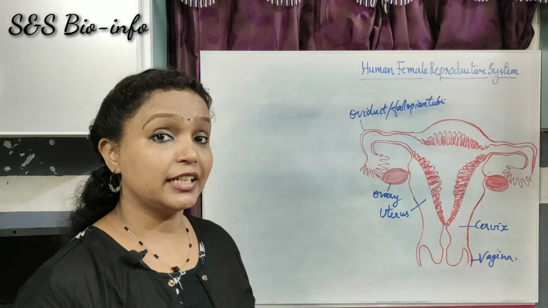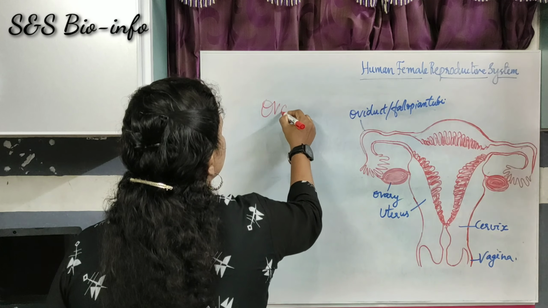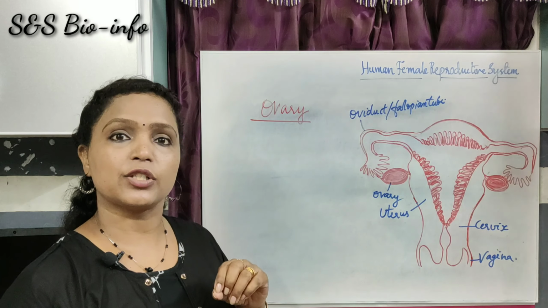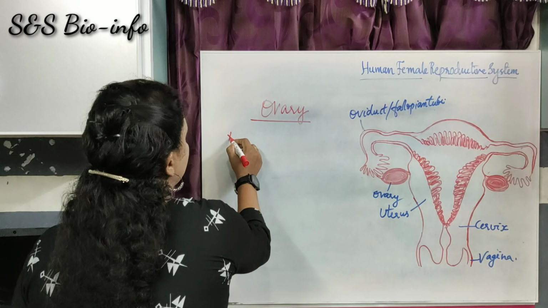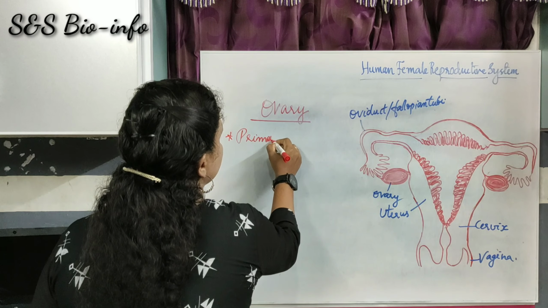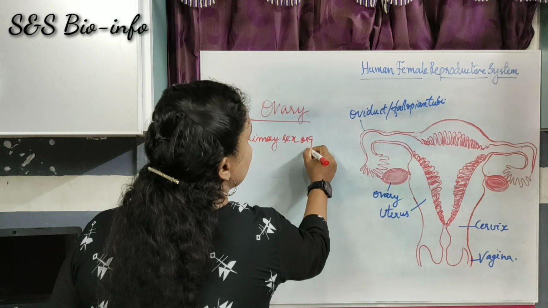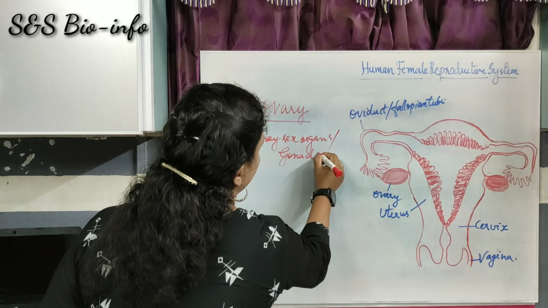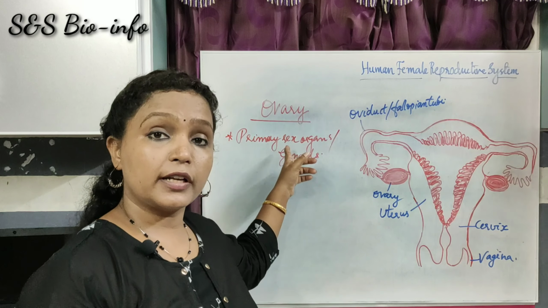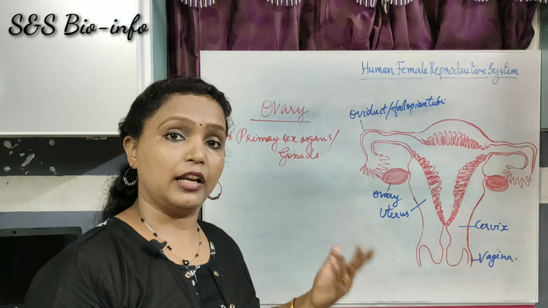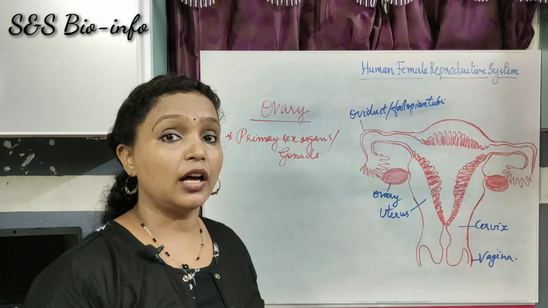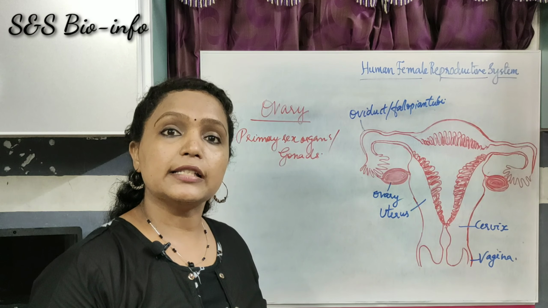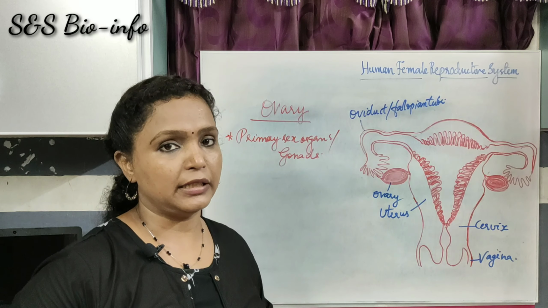First of all, let's understand the ovary. Ovaries are the primary sex organs in the human female. These are also known as gonads. These ovaries are paired in structure, that means there are right and left ovaries. They are located in the lower abdomen, in the pelvic cavity in the human female. Those ovaries are attached to the body wall by ligaments.